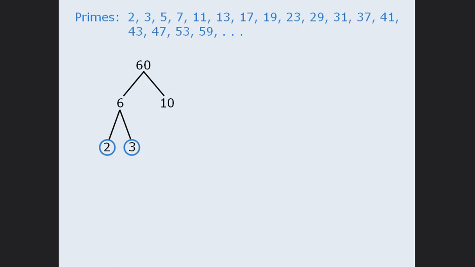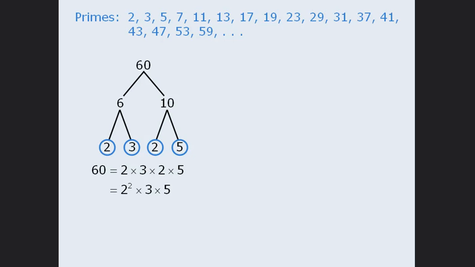Now, what about 10? Is 10 prime? 10 is not prime, so we can write 10 as the product of two numbers. Two numbers that multiply to be 10 are 2 and 5. 2 and 5 are both prime, so we'll circle them. We have now broken 60 down into several prime numbers. So 60 will equal the product of the prime numbers found at the ends of the tree. We can write this as follows. Now, this technique can be applied in several different ways, and it will always yield the same prime factorization.